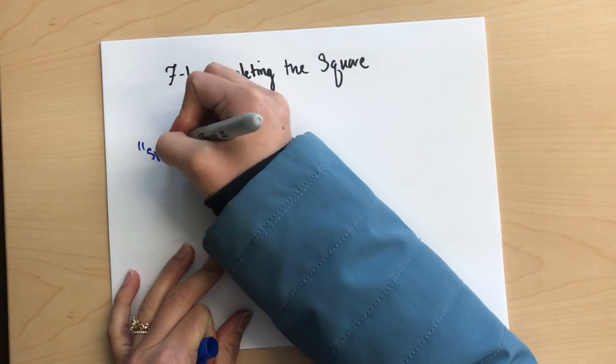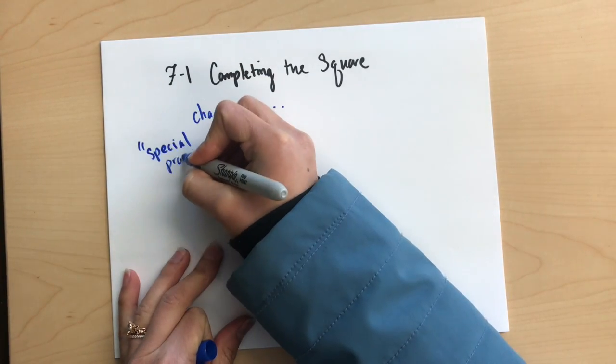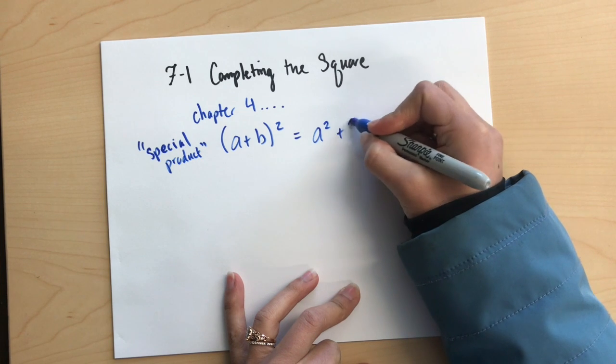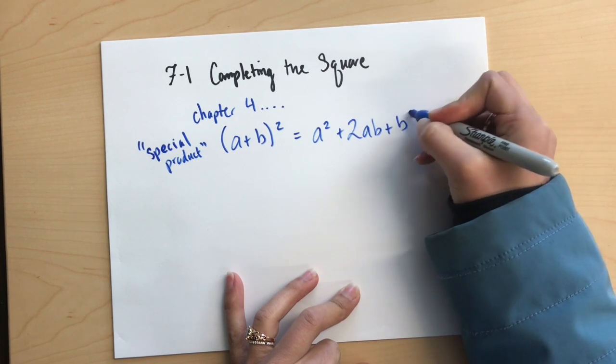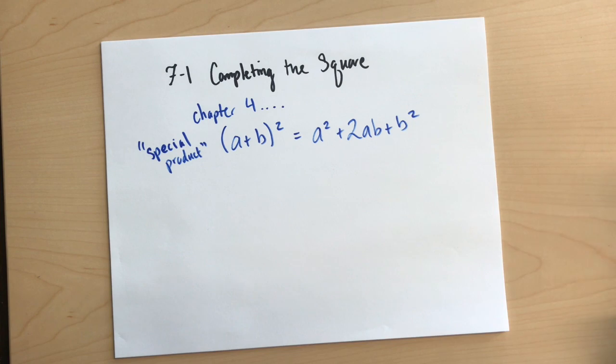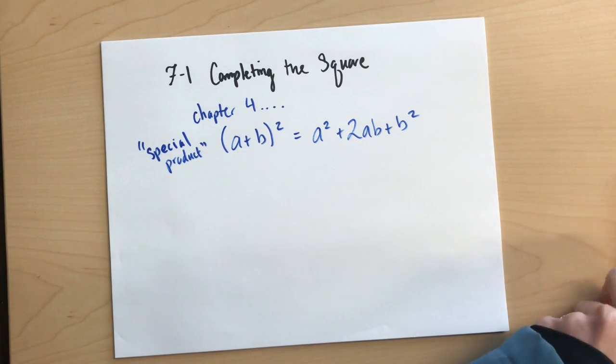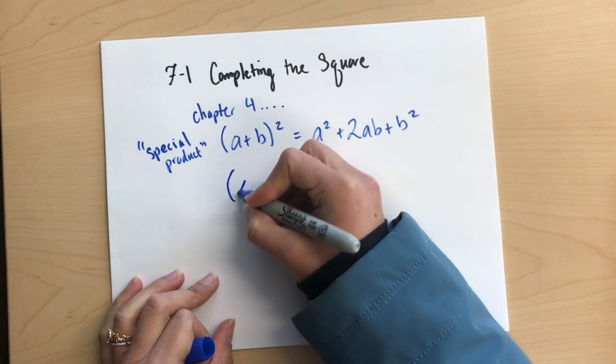So when I had something like (a + b) squared, chapter 4 called this a special product, because this equals a squared plus 2ab plus b squared. Which means that a squared plus 2ab plus b squared could be factored back into (a + b) squared.